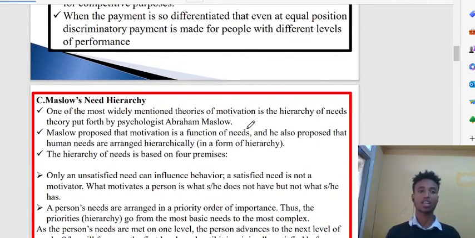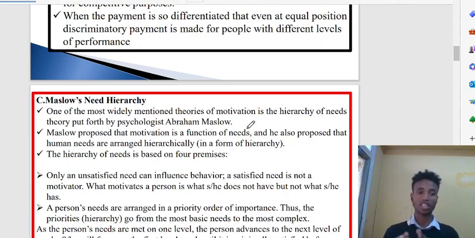The other thing is Maslow's need hierarchy. One of the most widely mentioned theories of motivation is the hierarchy of needs, a theory put forth by psychologist Abraham Maslow.